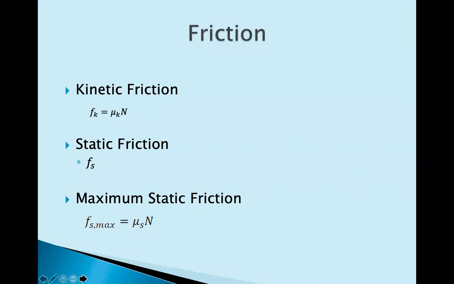In summary, we learned about kinetic friction when it's in motion: Fk equals the kinetic friction coefficient multiplied by the normal force. Static friction holds the object, and its magnitude equals the magnitude needed to hold the object so that it does not move. Maximum static friction is at the moment when the object starts to move, and that equals the static friction coefficient multiplied by the normal force.